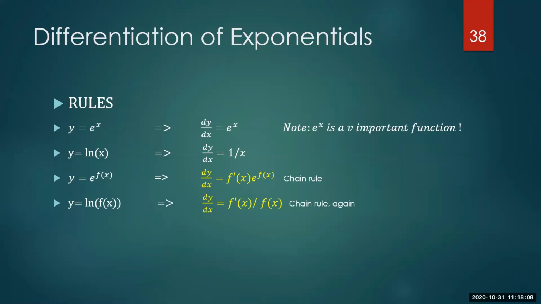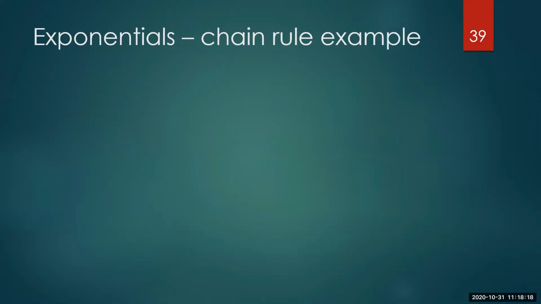And if y is the natural log of some function of x, then dy/dx is f'(x) over f(x). And that is the chain rule again. So let's look at some chain rule examples with exponentials. Let's differentiate y equals the natural log of f(x).